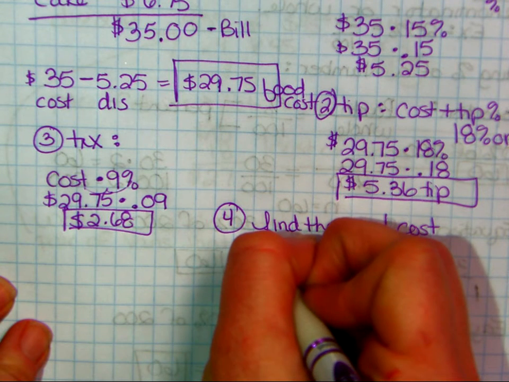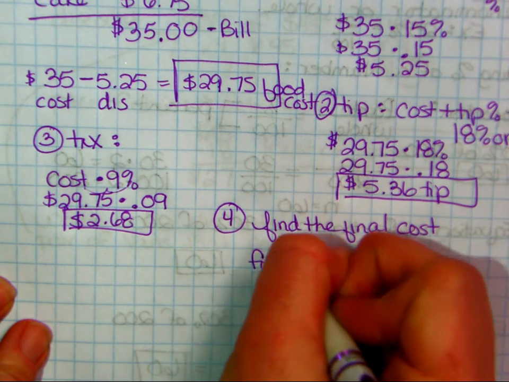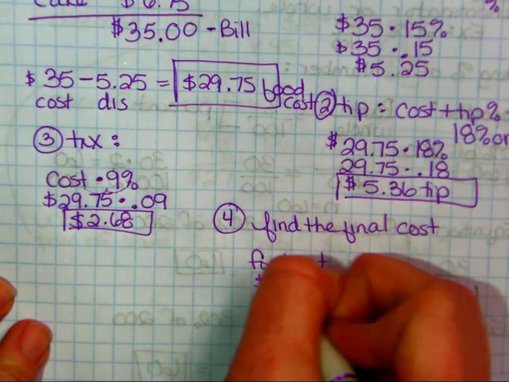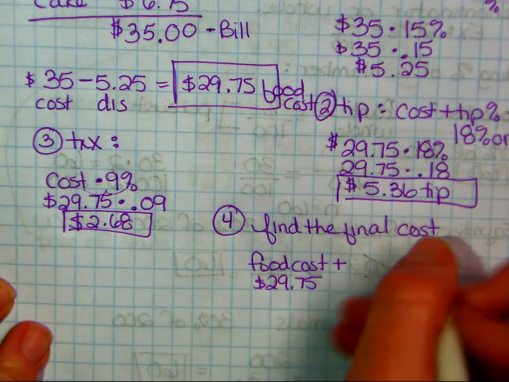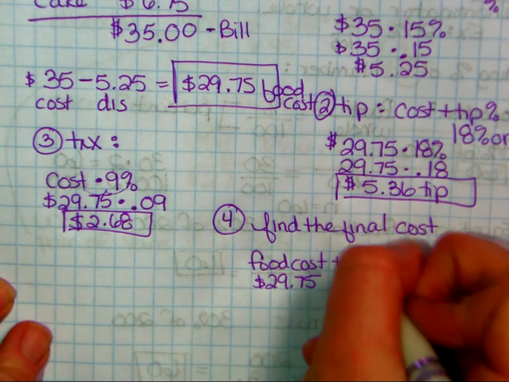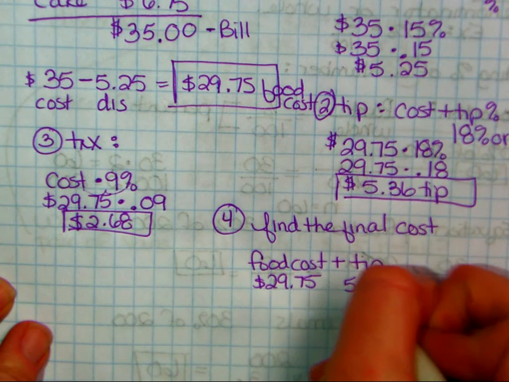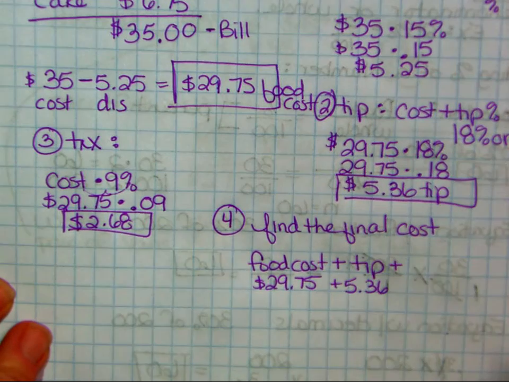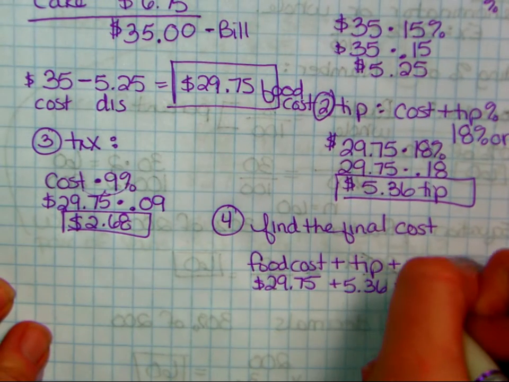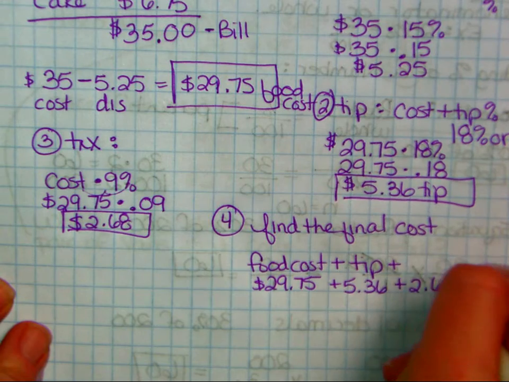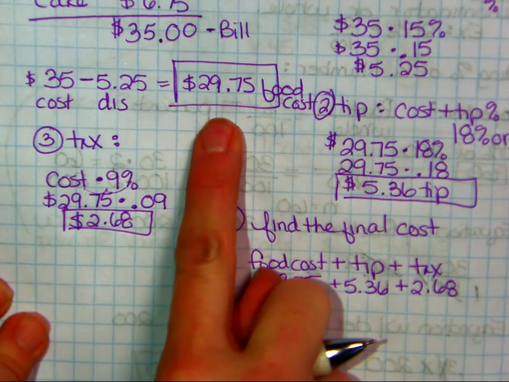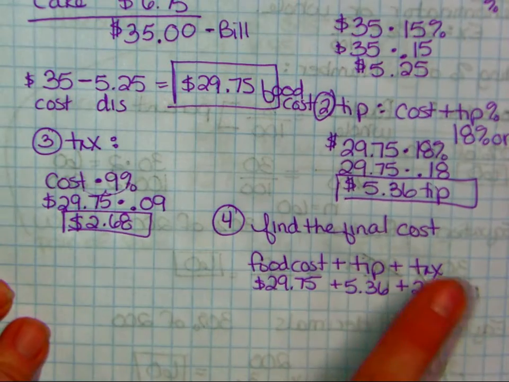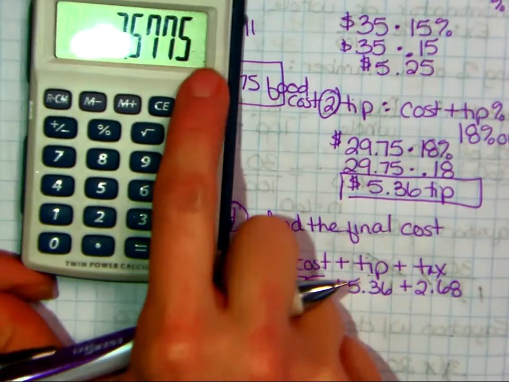$29.75. Your food cost, which is $29.75. Good. Plus $5.36, your tip, plus $2.68, which is your tax. So I took the food cost, which was with the discount applied. I add the tax. I add the tip. All right, let's do it.